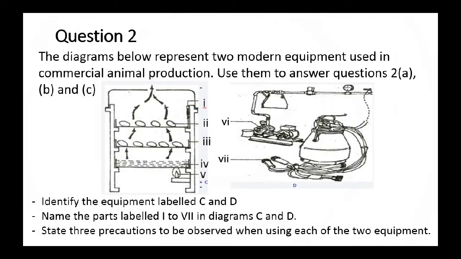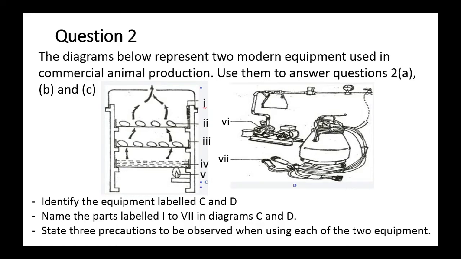In today's video tutorial, we are going to be considering question number 2 of Agricultural Science Paper 1 May-June examination for 2008. That's WAEC 2008 Paper 1. Question 2 says the diagram below represents two modern equipment used in commercial animal production. Use them to answer question 2A, 2B, and 2C.